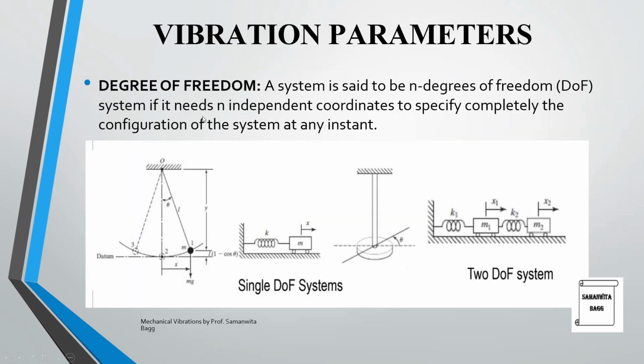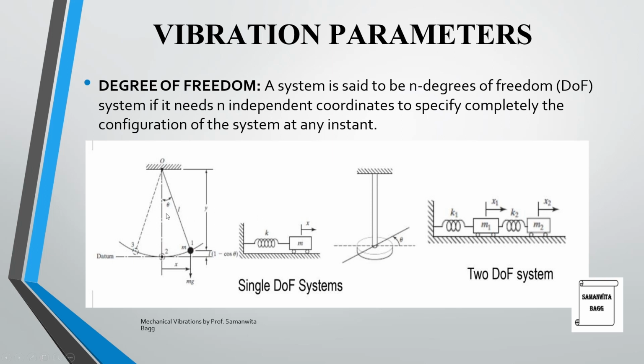Next, we will talk about the term degree of freedom. A system is said to be an n degrees of freedom system if it needs n independent coordinates to specify completely the configuration of the system at any instant. So, if you talk about this pendulum, the degree of freedom at this fixed end is 0. When I talk about this ball or the bob, as you can call it, this has motion in this direction. So this is the degree of freedom. It means it is free to move in a particular direction and at the same time it is constrained to move in some other direction.